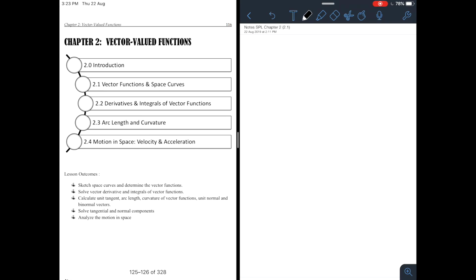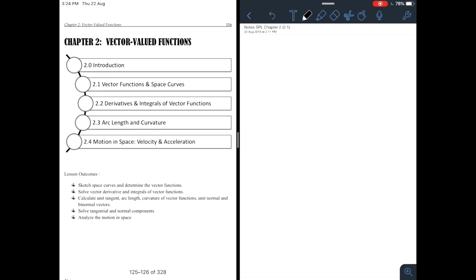The first one, vector functions and space curve. The second one, derivative and integral of vector function. Thirdly, arc length and curvature. And last but not least, motion in space, velocity and acceleration.